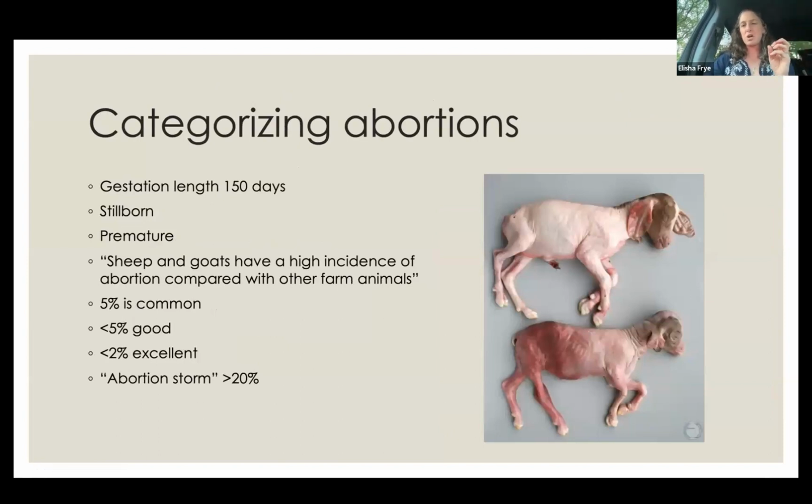Just briefly, when you're talking about an abortion, the gestation length for small ruminants is 150 days. So you can have stillborn and premature animals, right up to full term. And there's an interesting quote from a book that sheep and goats have a high incidence of abortion compared with other farm animals. So 5% is considered common. Less than 5% is good, less than 2% is excellent, and above 20% is abortion storm.